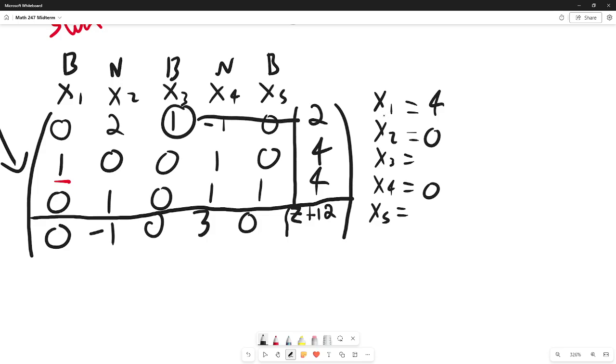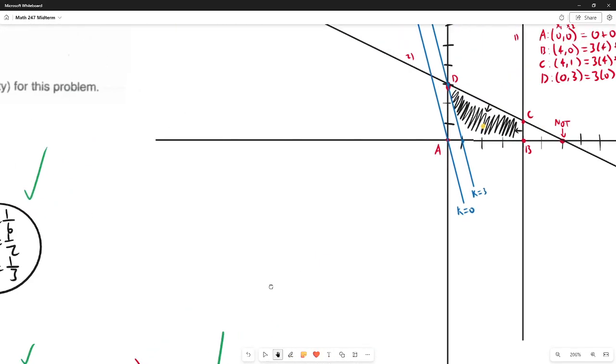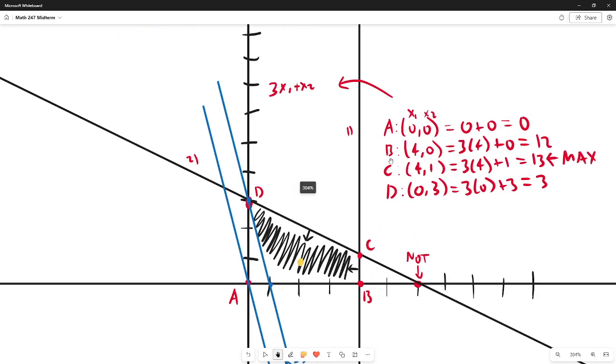X3, we see that that is 2. And then x5, we see that that is 4. And we see that none of these values here are negative. So this is a feasible solution. Okay. And now we have to identify, is this one of the extreme points, 4, 0? Well, let's check. 4, 0 equates to point B.